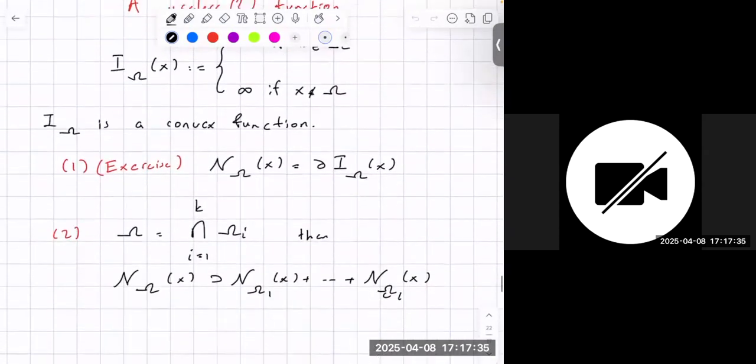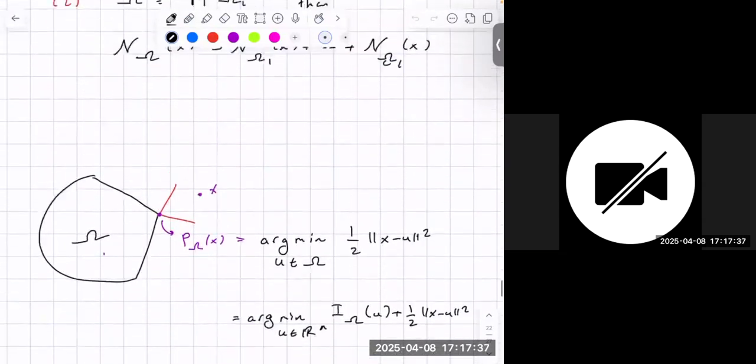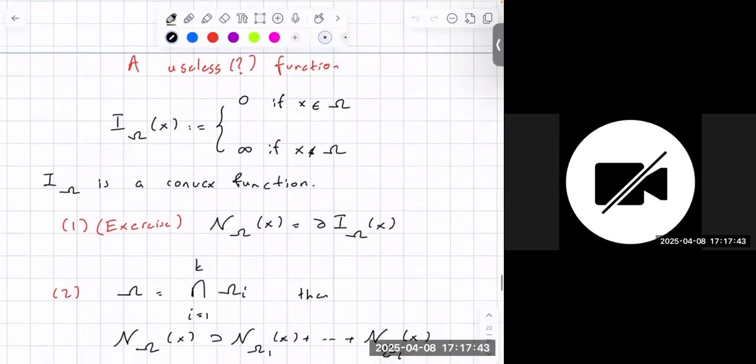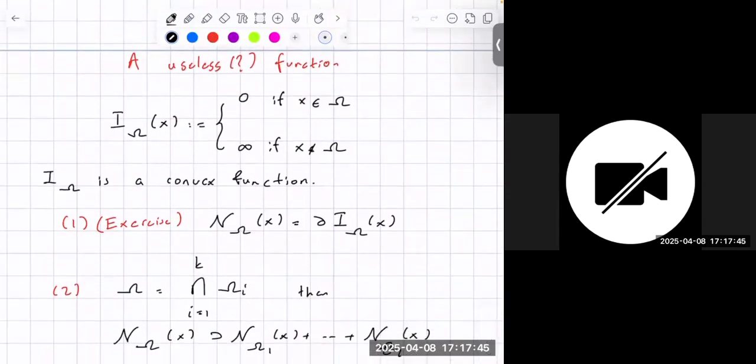All right, now to build the proximal point method, let me first define a useless function, which will become useful soon. The useless function goes like this. Suppose I have a set omega, which is convex, and I have a barrier function, which goes like this. If I'm outside of the domain, I get infinity. If I am inside, I get 0. If your set is convex, it turns out this function also comes out as a convex function.